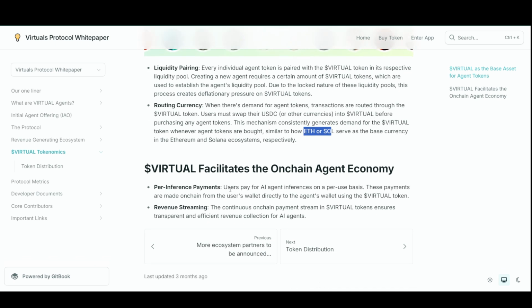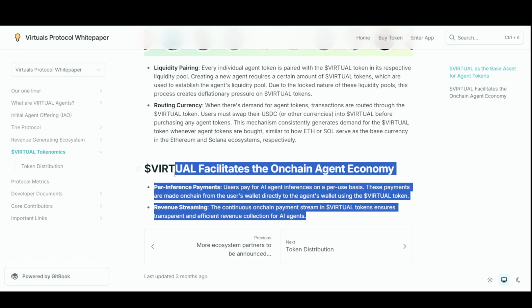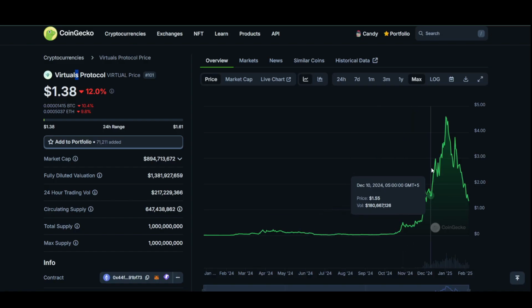After that, users pay for AI agent inference on a per-user basis. That's a pretty good utility as well. Another is that the continuous on-chain payment stream in virtual tokens ensures transparent and efficient revenue collection for AI agents. So that's another utility for the token. That is one of the reasons why this coin itself has had massive demand, as you can see here. And it peaked at $4.61 and has been going down ever since. We are around 1.38 as of now, and that is a massive correction, but we'll look at it at the end of the section.